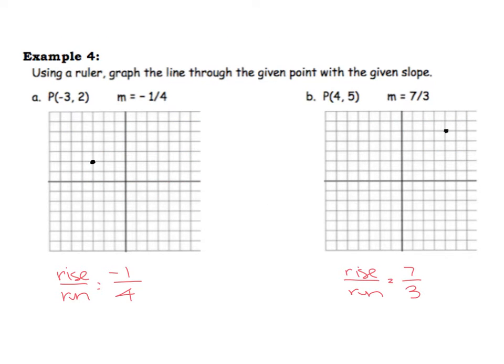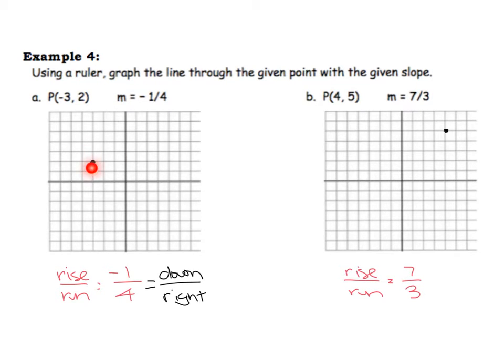All right, using a ruler, graph the line through the given point with the given slope. So again, guys, this is really Algebra 1 work, all right? -1/4 is our slope, and I always like to break stuff down, rise over run. If I'm rising and I have a -1, that means I'm going to go down. 4 is my run, and it's positive, means I'm going to the right.